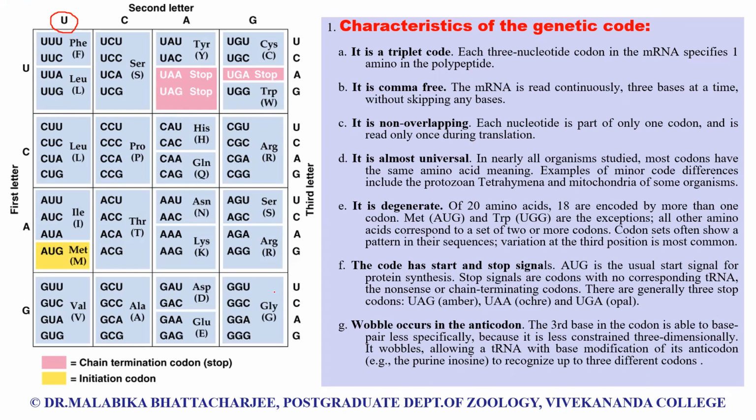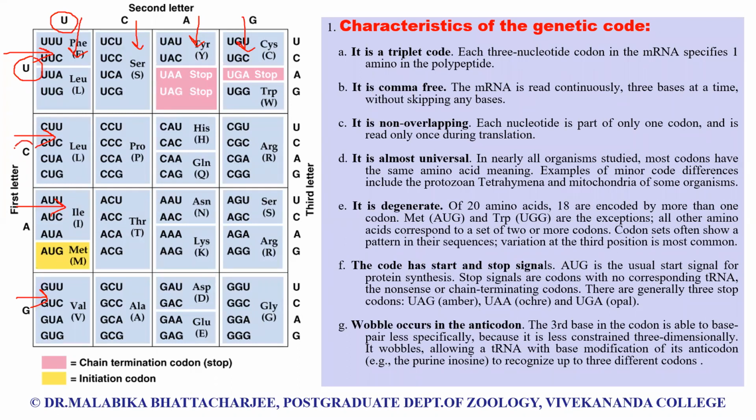So you can say this is a checker box of 16 squares. So we have a first row, second row, third row, and a fourth row, right? And we have a first column, a second column, a third column, and a fourth column. The first row is for uracil. The first column is also for uracil.